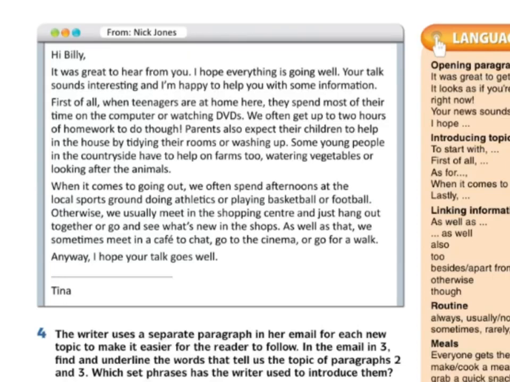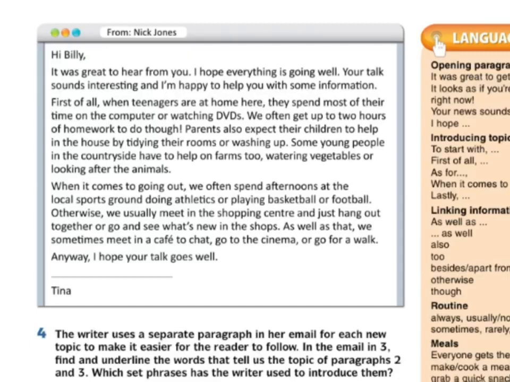First of all, when teenagers are at home here, they spend most of their time on the computer or watching DVDs. We often get up to 2 hours of homework to do though. Parents also expect their children to help in the house by tidying their rooms or washing up. Some young people in the countryside have to help on farms too, watering vegetables or looking after the animals.